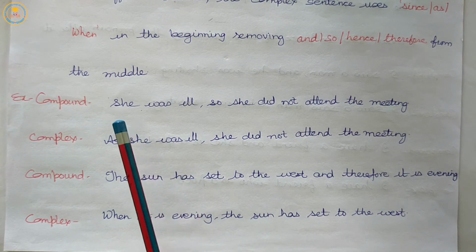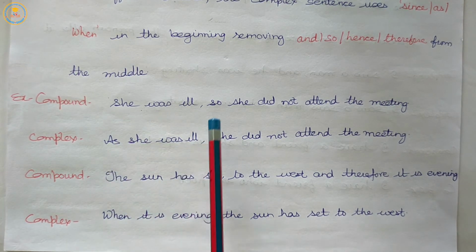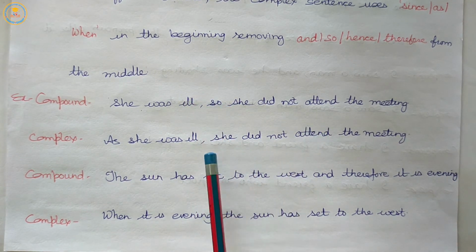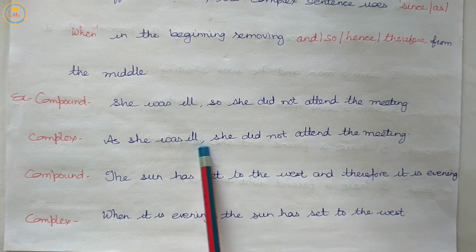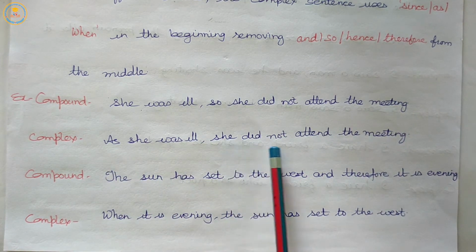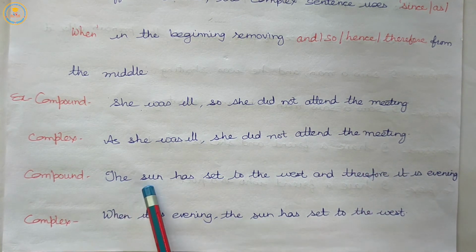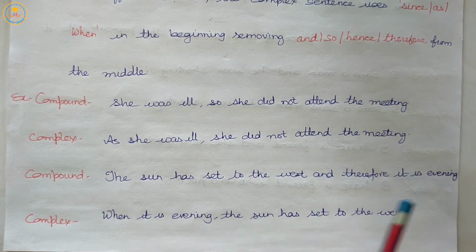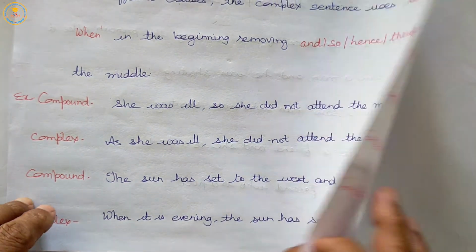So let us see. She was ill. As she was ill, we will remove this coordinating conjunction. So, as she was ill, comma, the rest of the part will be as it is. She did not attend the meeting. The sun has set to the west and therefore it is evening. When it is evening, the sun has set to the west.